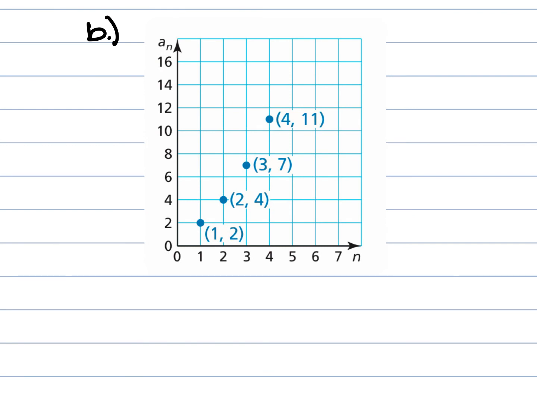So am I looking at the x values or the y values? The y. The y is the term number. So let's see, am I increasing or decreasing? Increasing by how much? +2. So plus 2. If I add 2 to 4, do I get 7? No. What would I have to add? 3. Add 3. What would I have to add to 7 to get 11? 4. Is this an arithmetic sequence?